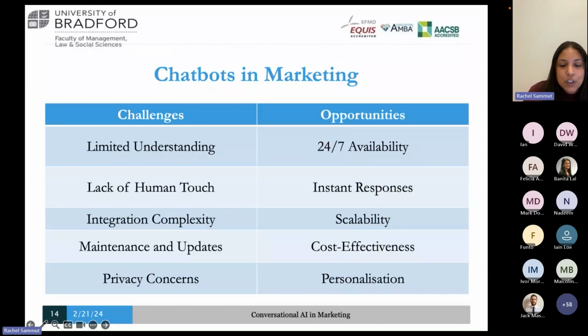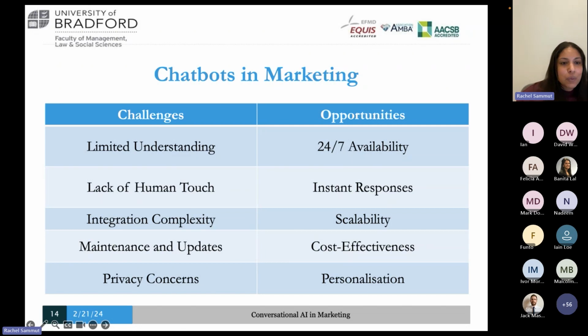And then finally, similar to VCSAs, we have privacy concerns. Collecting and storing customer data through chatbots can, of course, raise privacy concerns. No one really wants to type out their personal details to a live chatbot on a website, unless they're sure that businesses are implementing really robust security measures to protect their data.